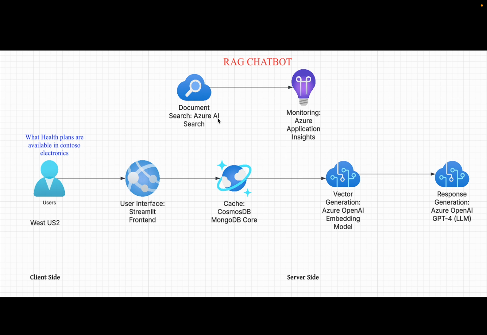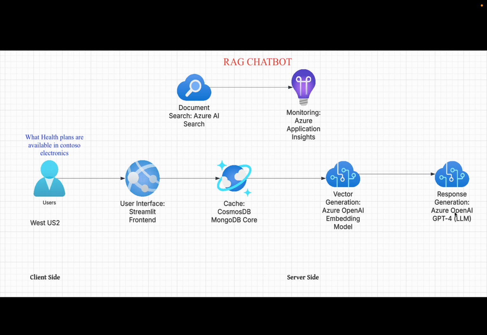Then comes the AI Search. AI Search is a cloud-based search service that indexes and retrieves data based on vector similarity. Why is it important? It helps us find the most relevant documents related to the user's query. For example, if a user asks about health plans, Azure AI Search retrieves documents like the employee benefits guide or health insurance options.